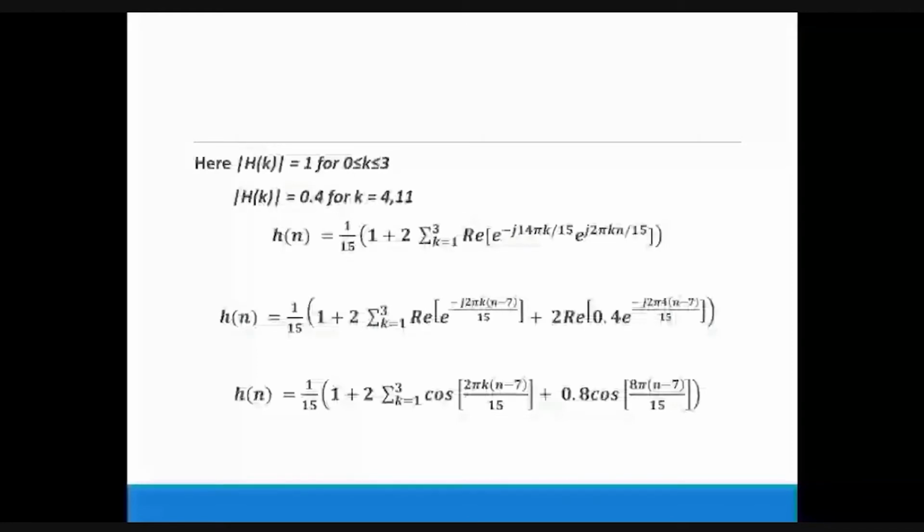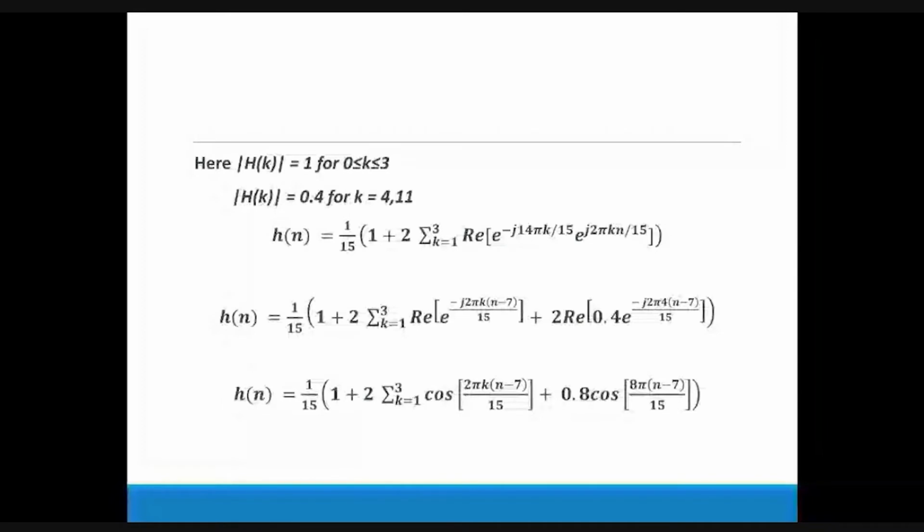Okay, so the first part remains as it is. In the second part we are writing 1 plus 2 summation k equal to 1 to 3, real part of e raised to minus j 2 pi k (n minus 7) divided by 15. For the first part, 0 to 3, we have one value, and 0.4 for the place 4. For 11 you will get it by the use of symmetry, so we are writing only for the value 4. So that is 2 Re of 0.4 e raised to minus j 2 pi, and instead of k, now I am writing the value 4 there. So 0.4 e raised to minus j 2 pi 4 (n minus 7) by 15.